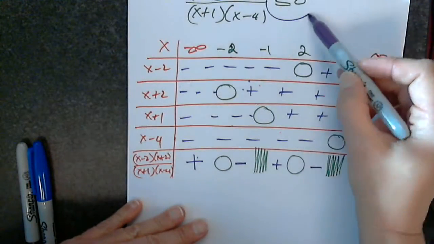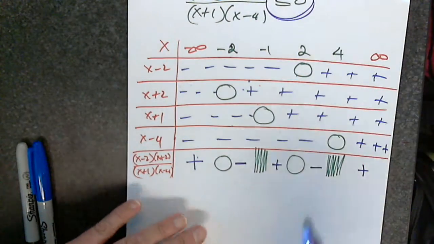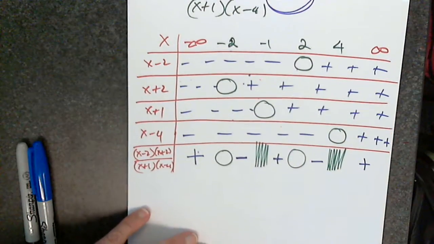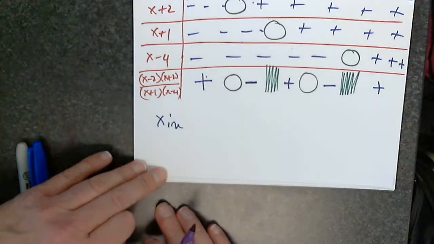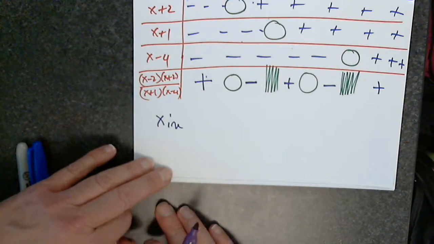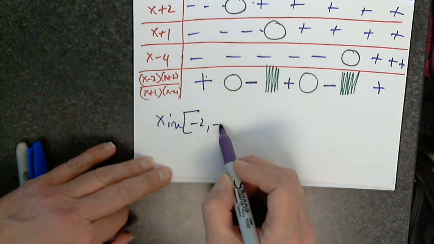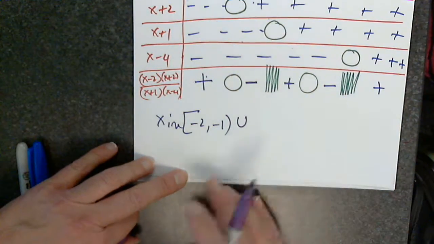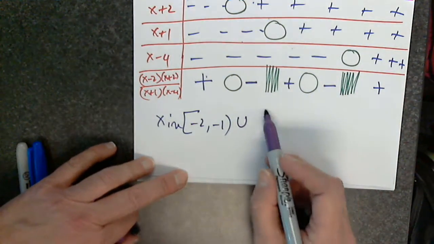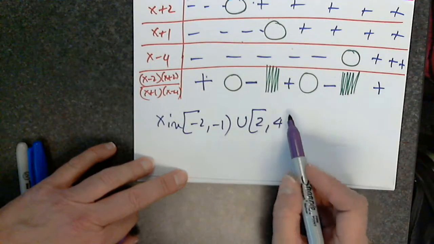Again, I'm asking myself, which sign do I pick? And this tells me which sign to pick. Negative. Good. So then I will say x is in the interval [-2, -1), right? Okay, union [2, 4]. That's it.